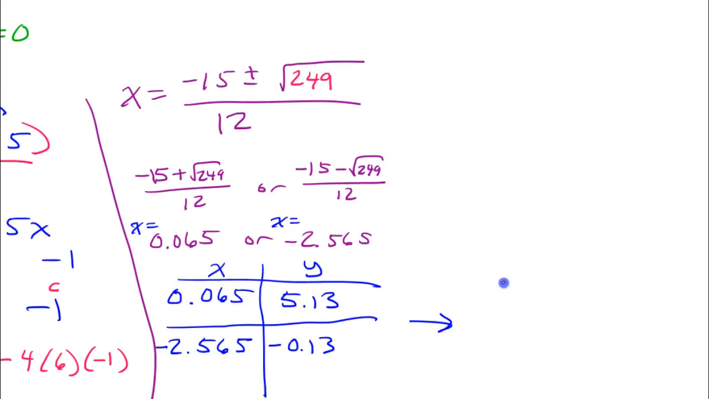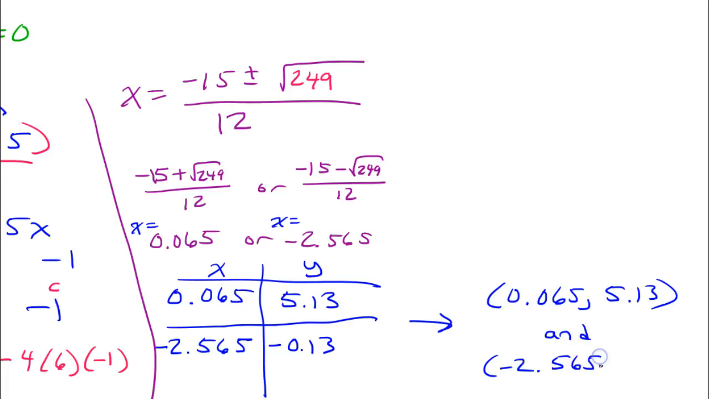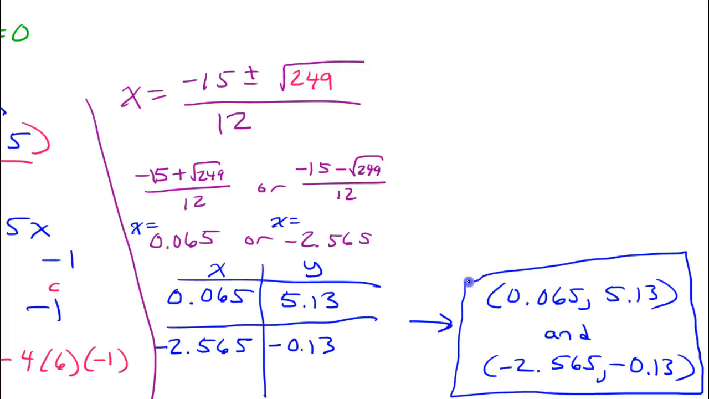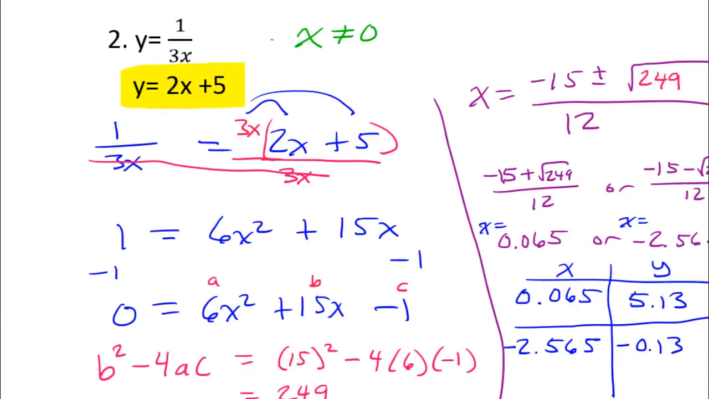So my final answers are 0.065 comma 5.13 and negative 2.565 comma negative 0.13. These are the two solutions to the equation. Alright, so that's it for number 2.